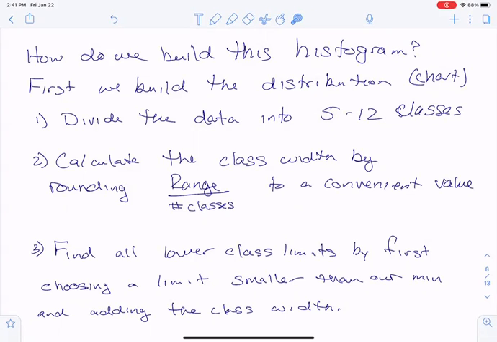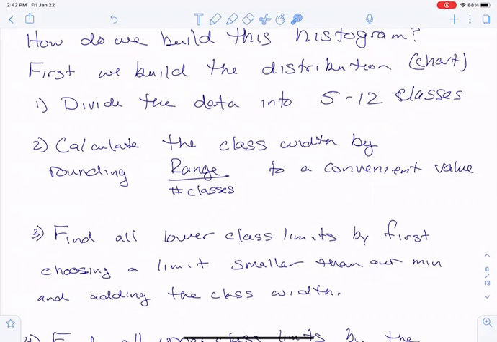So the first thing we're going to do is divide the data into about 5 to 12 classes. Typically, in this case, I will be the one to tell you how many classes there are. We don't want to be grading a whole bunch of different things. I don't want one student to build 5 classes, another student to build 7 classes. Those will be vastly different answers. So typically we use 5 to 12 classes. That strikes a good balance between being really precise and being presentable in terms of our data.